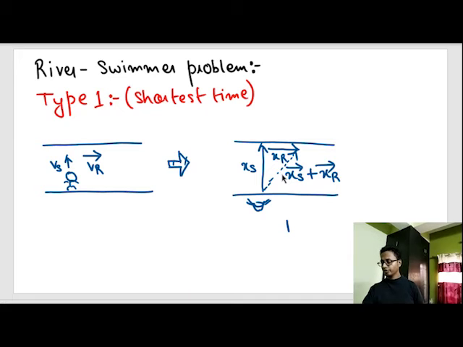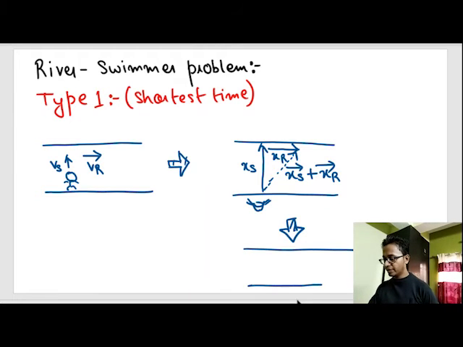So a person sitting on the bank will see this swimmer move in this direction. That means the effective velocity, for someone sitting on the bank and seeing the swimmer, will be in this direction. And the swimmer is trying his best to reach the opposite bank.